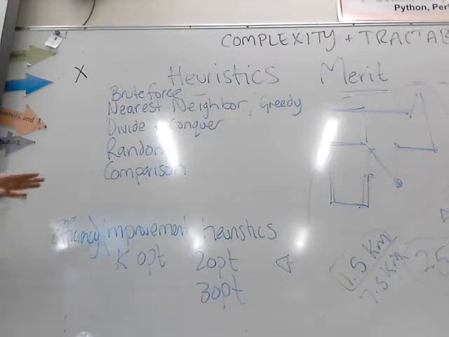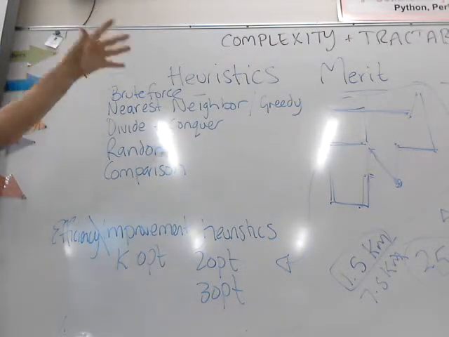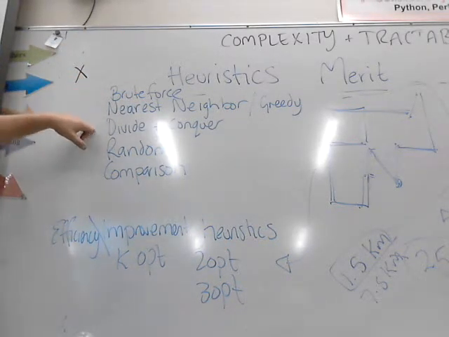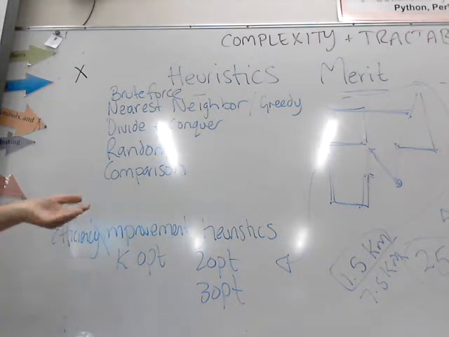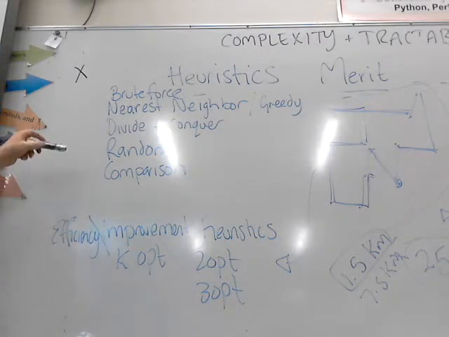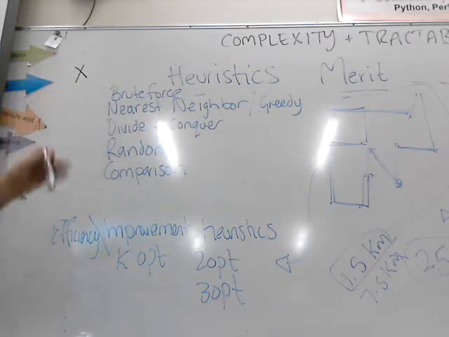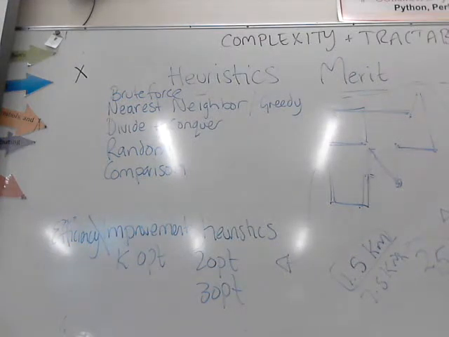In the excellence exemplar, I talk about a timetabling issue where it's a real life problem and you run the brute force or the nearest neighbor or divide and conquer or random or comparison to go through and try to come up with a way of solving timetables at school. You, for example, for excellence, could choose any problem and then run through how these things would work and why they would be used at that particular time to get the excellence. But that is heuristics explained at the merit level.